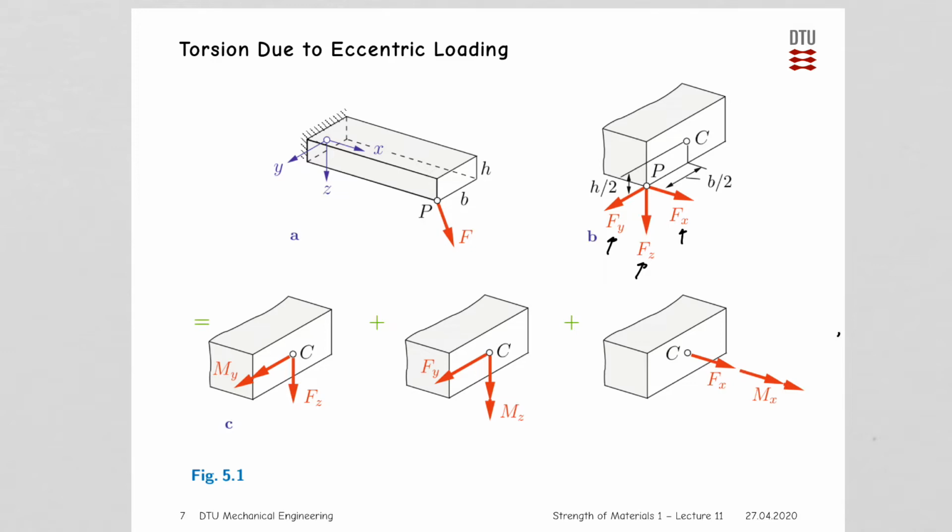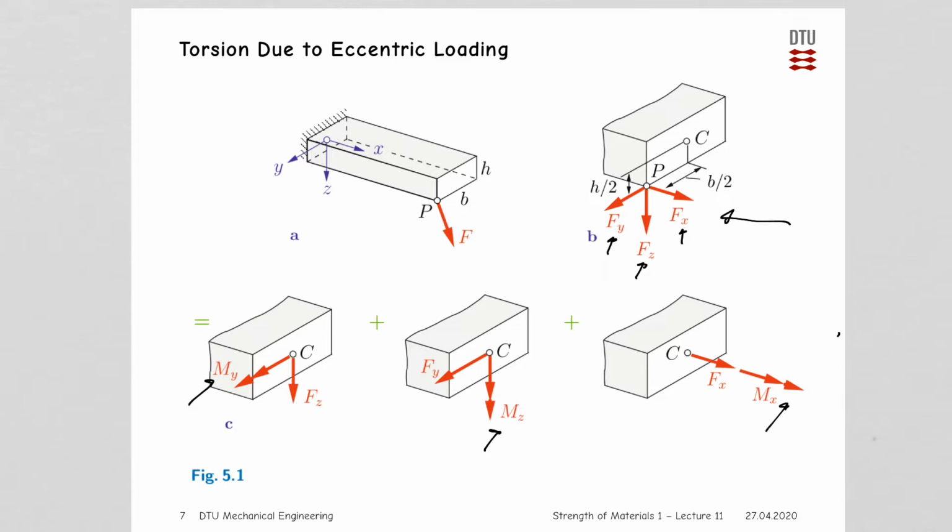So in total, we end up with three forces, again put in the centroid. These are the Fx, Fy, and Fz forces, but these are the same as we saw up here. But then we have the additional moments My, Mz and Mx added because we have moved the force system into the centroid.